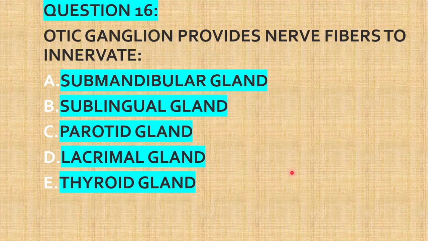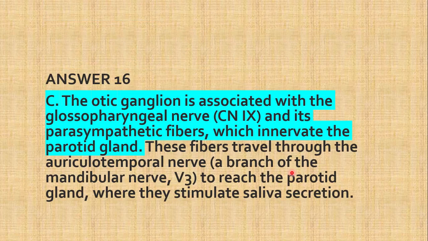Question 16. The otic ganglion provides nerve fibers to innervate dash. A. Submandibular gland. B. Sublingual gland. C. Parotid gland. D. Lacrimal gland. E. Thyroid gland. And the answer to this question is C, the parotid gland. So the parotid gland receives fibers from the otic ganglion.